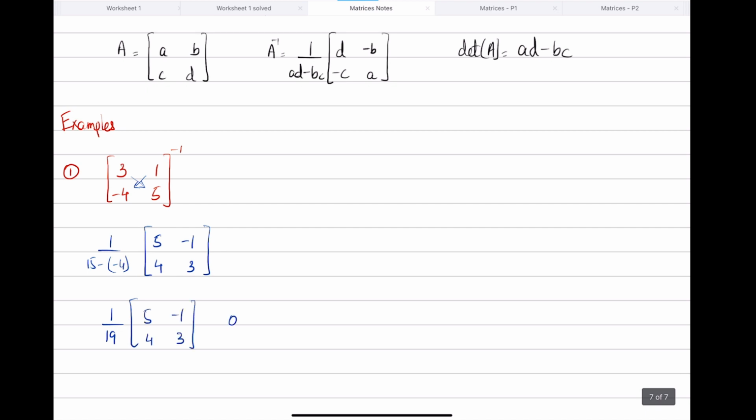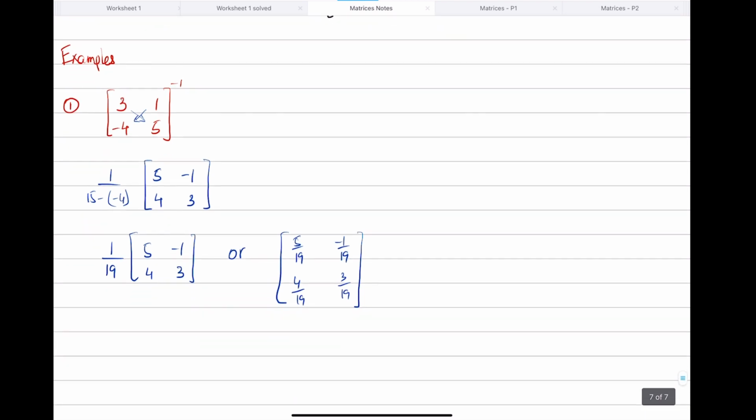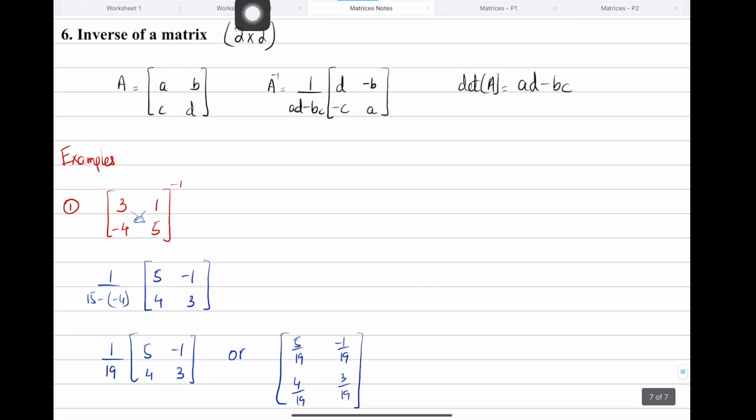Now you can leave it like this, or you can write it like this as well: 5 upon 19, minus 1 upon 19, 4 upon 19, 3 upon 19. If you write it like this, then you have to check whether any element can be simplified further. If it can, then you have to simplify it. If it can't, then you leave it as it is. So this is how you find the inverse of a matrix. Just remember this formula. It's very important. If you memorize the formula, that's good enough.